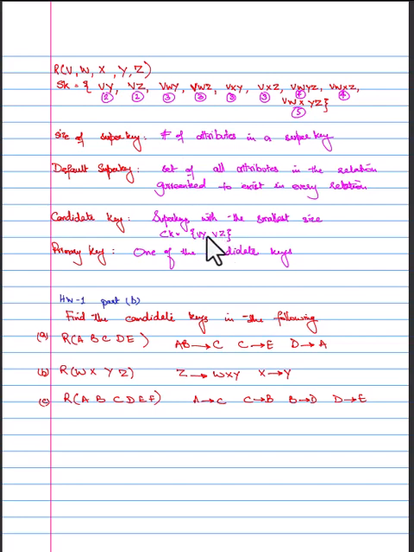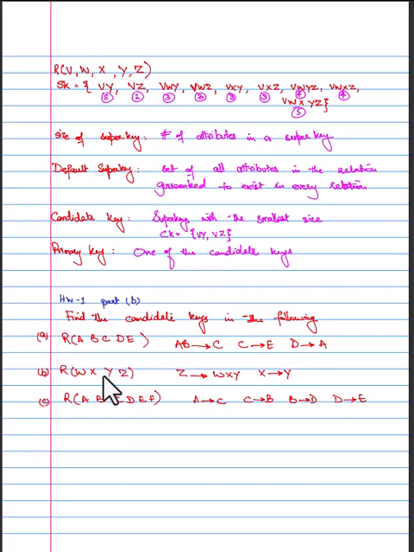So these are the candidate keys, and we can select any composite attribute from these candidate keys for a primary key. The primary key can be VY or VZ.